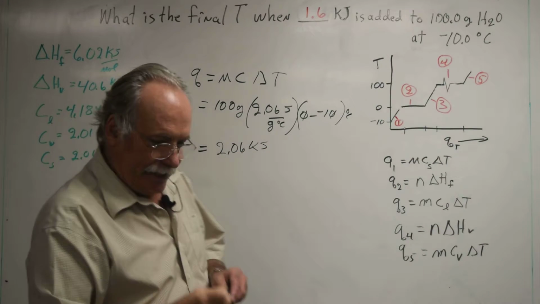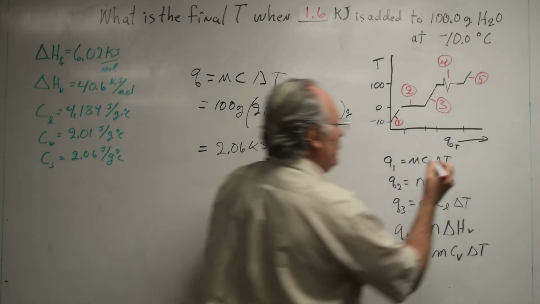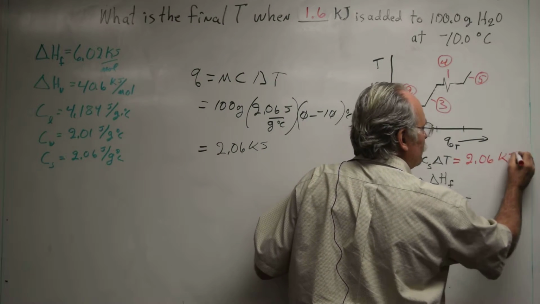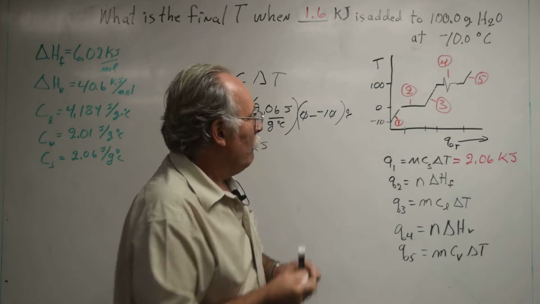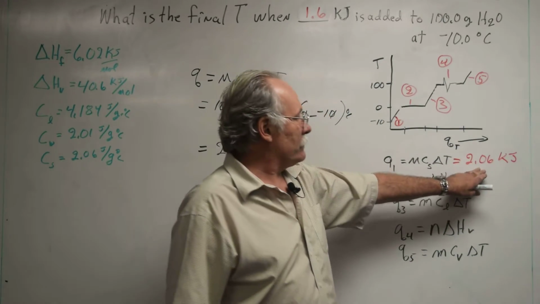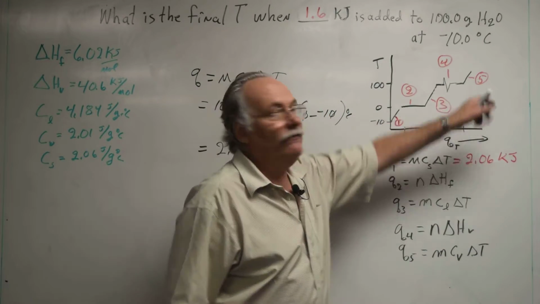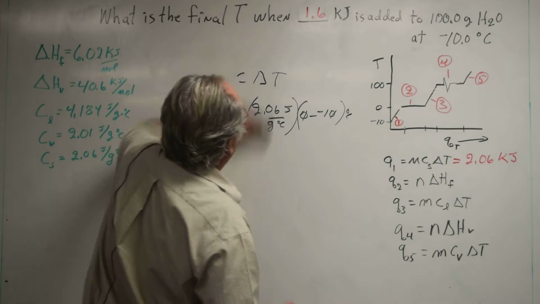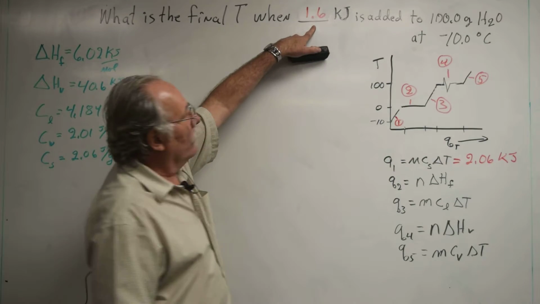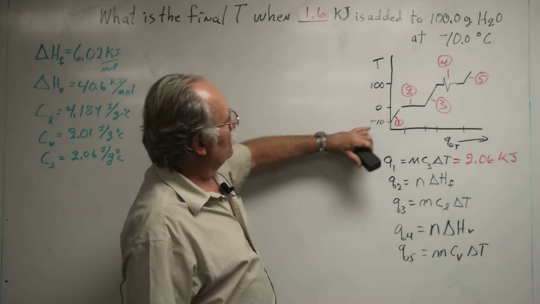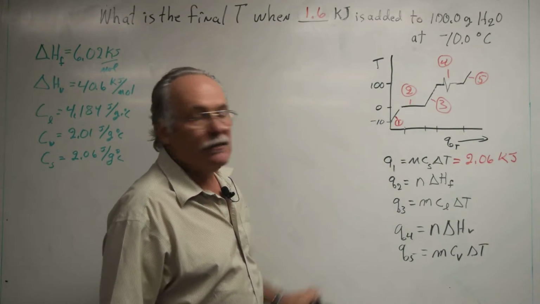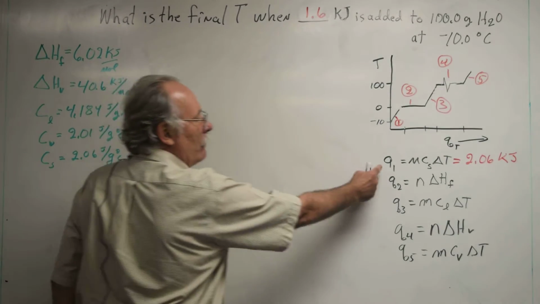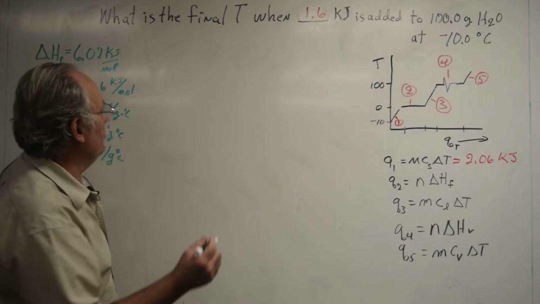Now I'm going to write that over here in red, equals 2.06 kilojoules, because we're going to have some additional problems where we add more than 2.06 kilojoules, and we need to figure out what the final temperature is. Okay, so now I know that 1.6 kilojoules is not enough energy to bring it to 0 degrees. So my final temperature is somewhere between minus 10 and 0, and I'll use the first equation, Q1.